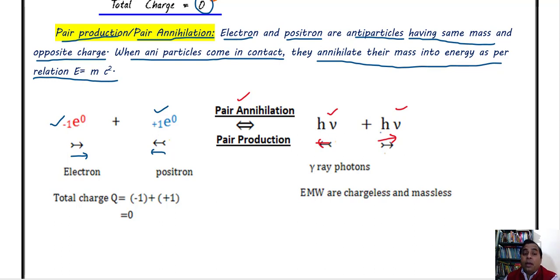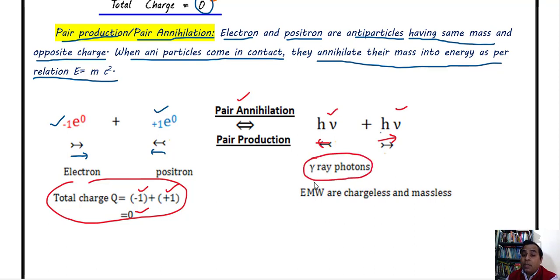Understood? Now let us understand, the electron and positron taken together constitute a system. So the total charge is minus 1 unit charge of the electron plus 1 unit of the positron, so the total charge is 0. Now these gamma ray photons are electromagnetic waves, EMW stands for electromagnetic wave. These electromagnetic waves are chargeless, massless energy packets. So these photons are separating apart this way.